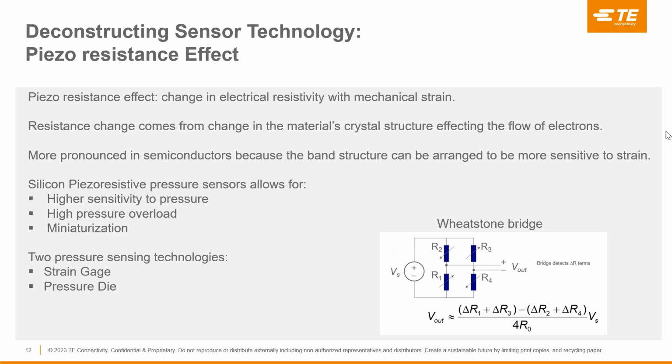Silicon piezoresistive pressure sensors allow for higher sensitivity, higher overload because of lower strain levels, and with developed MEMS processes allow for a miniaturization of devices. TE applies this in two sensing technologies, strain gauge and pressure die. With these two technologies, the resistors are typically arranged in a Wheatstone bridge configuration to output the changes in voltage. In the next slide, we can discuss more about the strain gauge technology.